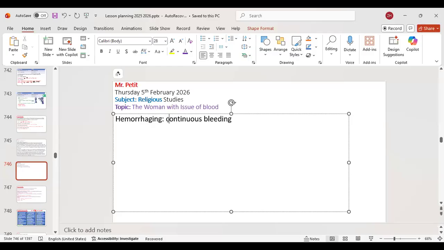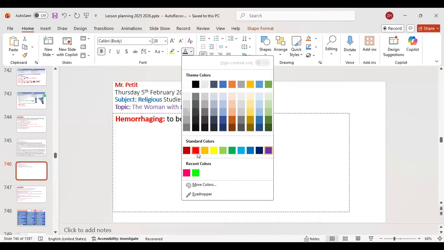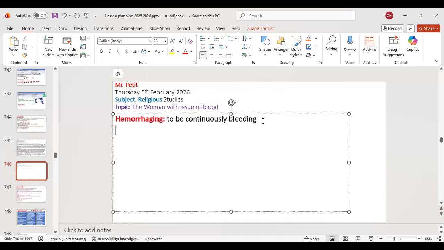We could say to be continuously bleeding. So that's what happened. She was hemorrhaging. She was continuously bleeding. That was the issue, right? It's almost like an infinite menstrual cycle. Think about it like that. Kind of annoying, right? So that was a problem.